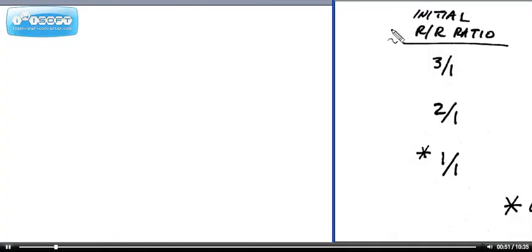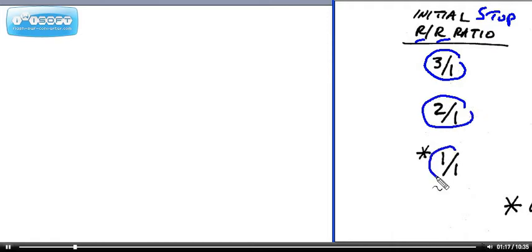Okay, here I've got a little chart that I drew up. This is the reward to risk ratio based on the initial stop that you would place for the trade and based on the initial profit targets where you would exit the trade. So the two together you'd be able to calculate the reward to risk ratio. Here's a 3 to 1 ratio, a 2 to 1, and a 1 to 1. I'm going to show you why a 3 to 1 or 2 to 1 ratio isn't necessarily what you want as a trader, as a swing trader.